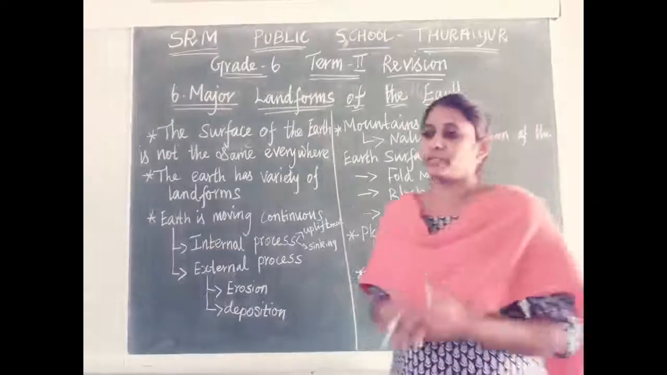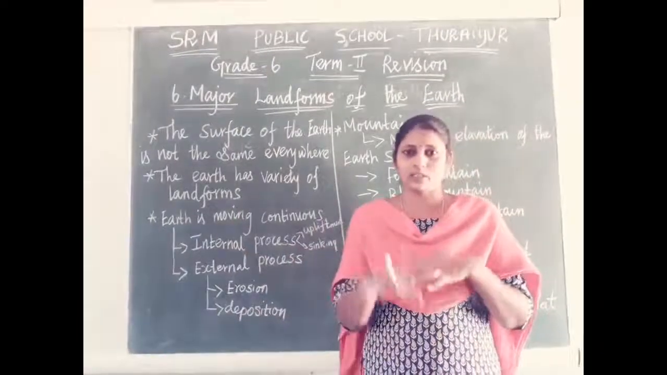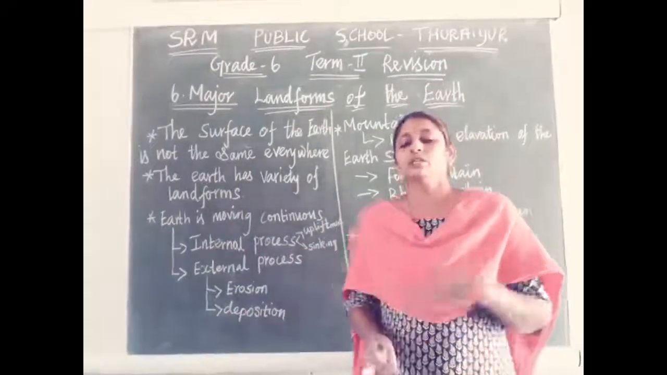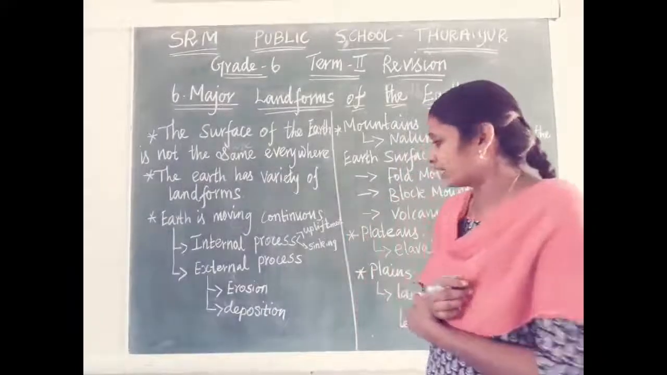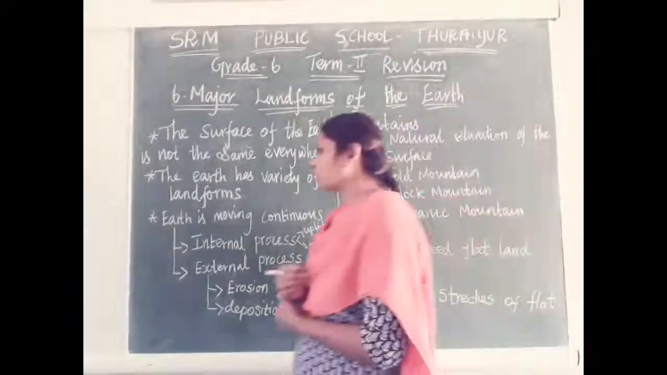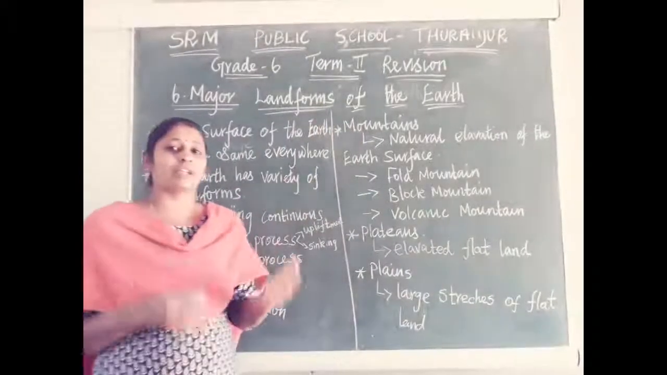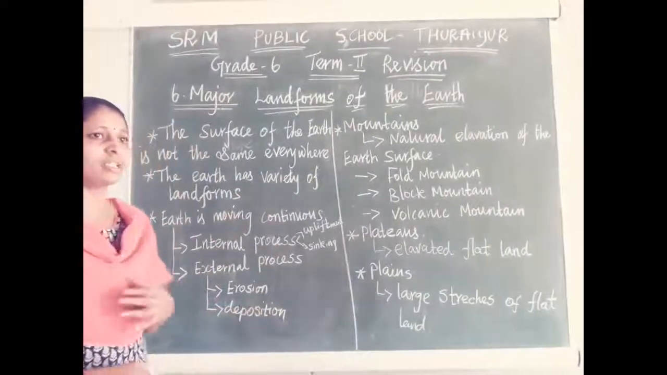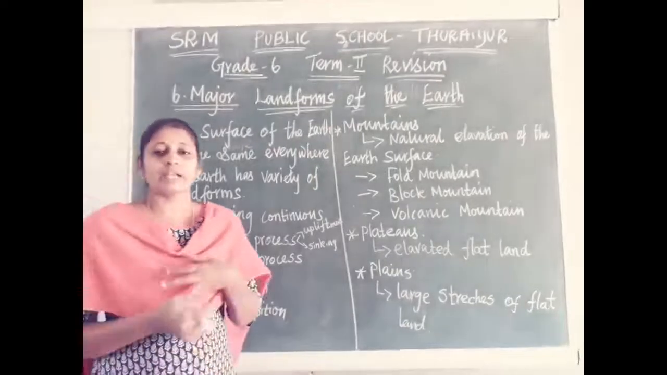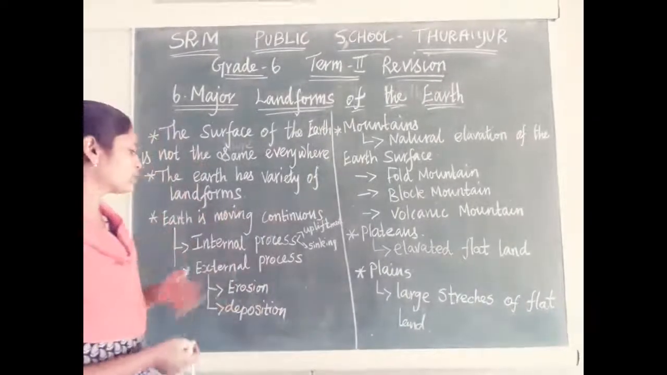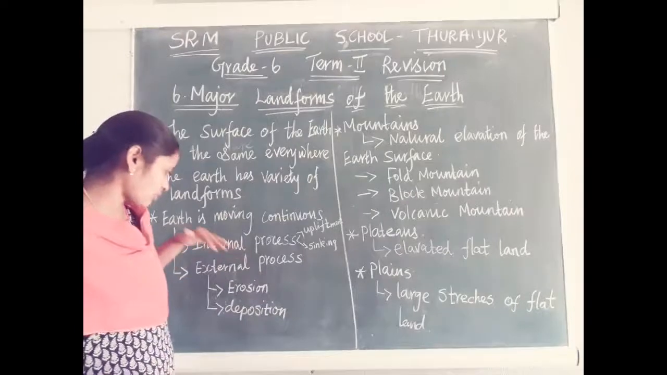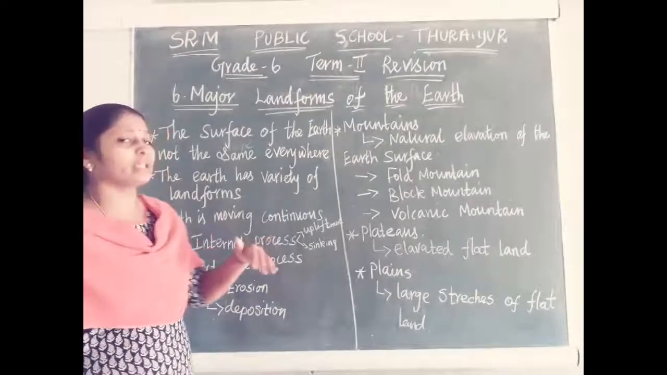So internal movement is inside the earth, the tectonic movement I mentioned. All that comes under the internal process. Because of that, some mountain ranges were created, volcano eruptions start, or earthquakes happen. These are the conditions when internal movement happens.